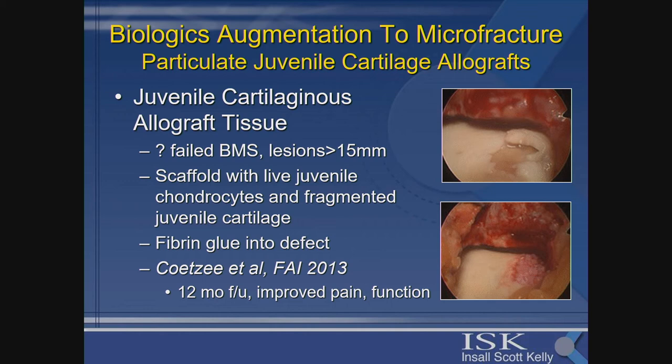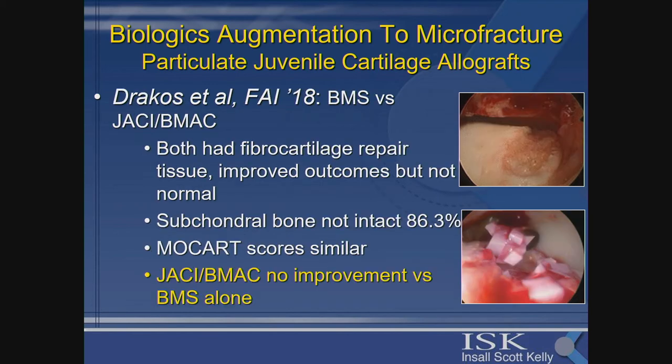So the question is, in patients that had failed bone marrow stimulation, we had lesions that were a little bit larger. You could create a scaffold with these live juvenile chondrocytes harvested from donors that were younger than 13 years old and then glued into the defect. And some of the early studies showed maybe some improved pain function over the short term. But Dr. Dracos looked at this and actually found that in the end, the subchondral bone again was not intact 86% of the time, and found that by adding the juvenile cartilage allograft and BMAC showed no improvement compared to if you just did the microfracture alone.